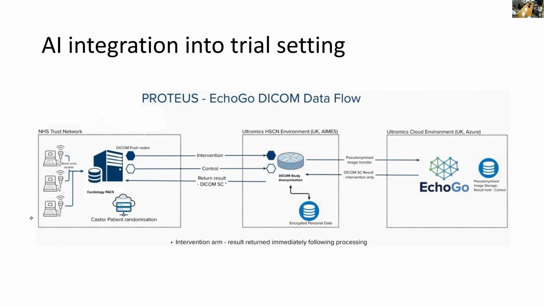So this is the diagram that they have given in their supplement, where these are the stress echo studies. They have cardiology packs, and the patient is randomized here before the images are sent. The black hexagon here is the intervention, and the white one is control. Here they have given good information about how they have encrypted the personal data before sending it to the AI company. So they have anonymized the patient data, only the images go to the AI, and only the intervention images are supposed to go to the AI. Then they come back, and it gives the result back to the clinician. Here it says the intervention arm result is returned immediately. They have said that it takes around 20 minutes for the result to come back to the clinician.